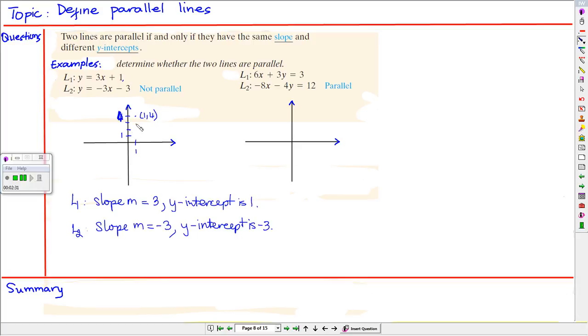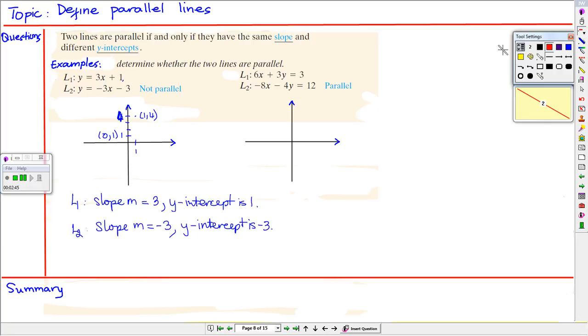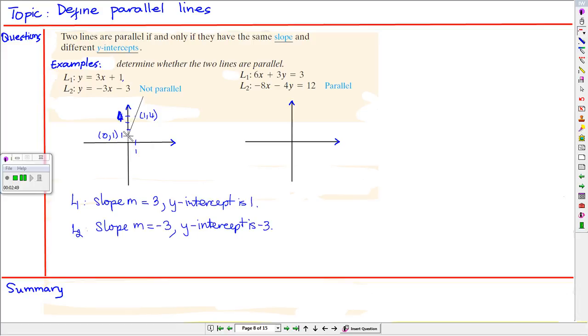Now you connect the point 1, 4 with the point 0, 1, which is right here. Then you end up with line number 1. Of course, you're welcome to extend this. So I can make a note right here: this is line 1.